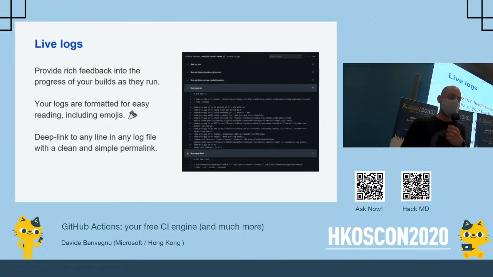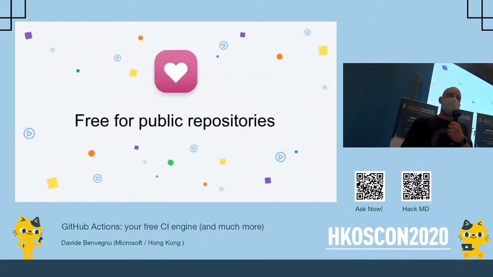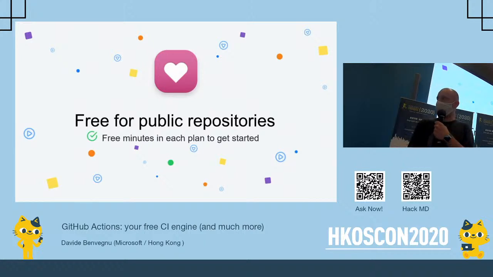We have very rich live logs, and most importantly, they are completely free for public repositories. You don't have any limit in minutes or executions for public repos. And for private repos, you have free minutes in each plan. Even in the free plan, you have free minutes for your private repositories, and of course also in GitHub Enterprise, etc. So you can get started with your GitHub Actions for free in private repositories.